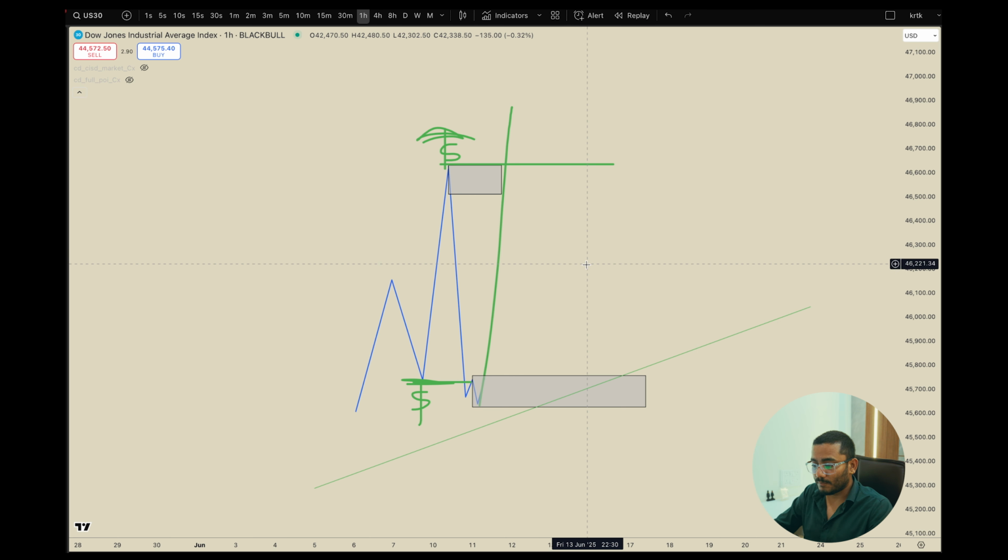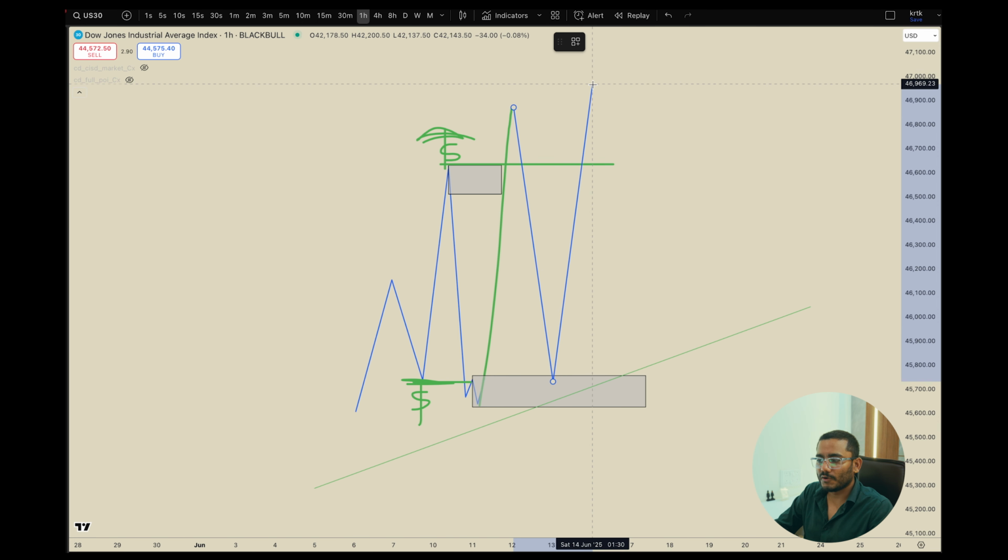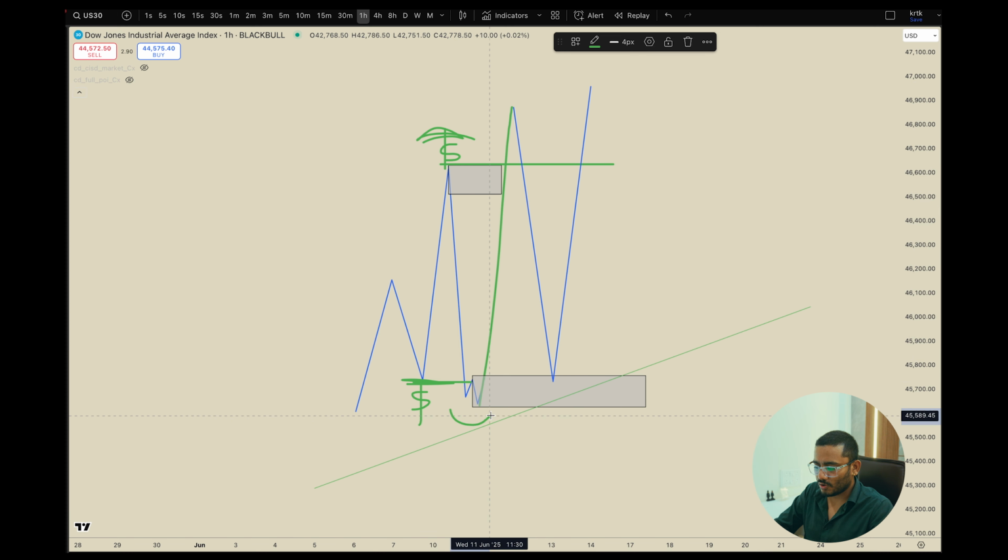So here we can see by using the higher time frame, price has created this high, and now we have to wait for price to hit this area, and it should continue to the upside. This is our strong low, and this is our weak high.